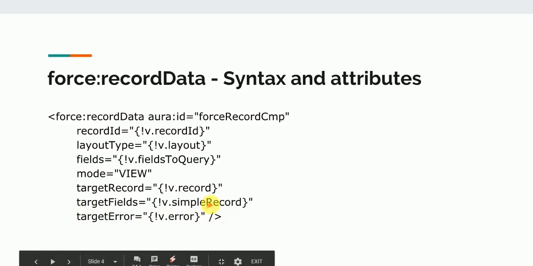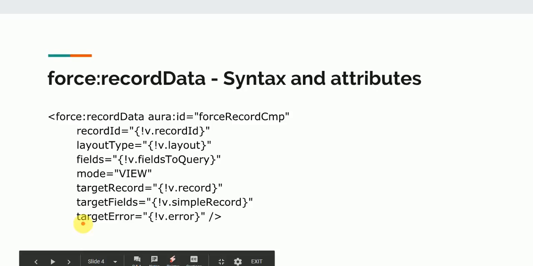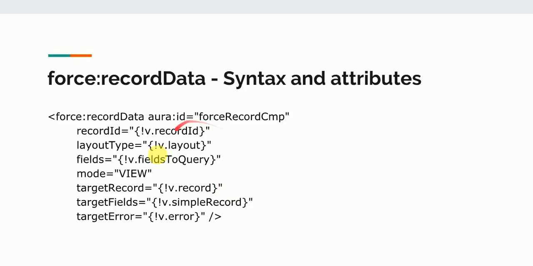Then there is one other attribute, the target updated. If you are updating any value for any field of a particular record, then we can execute a method called target updated, and then we can call a JavaScript controller method. So let's see how this force:recordData, the Lightning standard controller, works for the Lightning component.